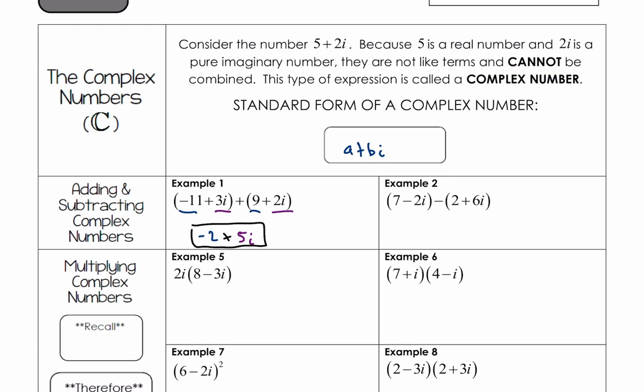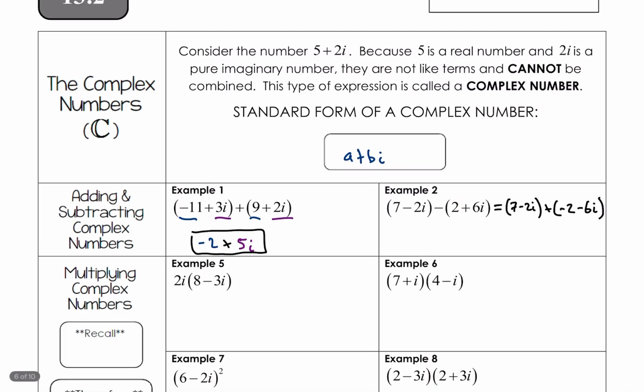Now in example 2, it's very similar to the first one, but now we're subtracting. When we're subtracting two of these numbers, we can't just combine like terms. We have to first distribute the negative to the second set of parentheses. So I'm going to rewrite this. The first one stays the same, and the second becomes -2 minus 6i. I just distributed that negative to both of these terms, and now I can combine like terms.